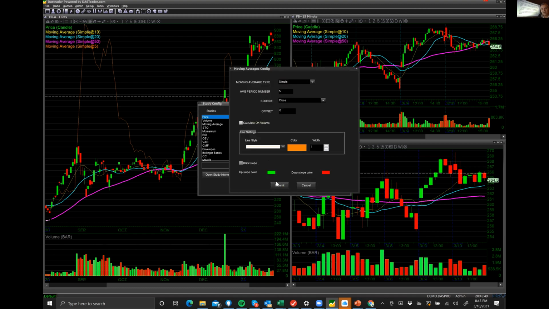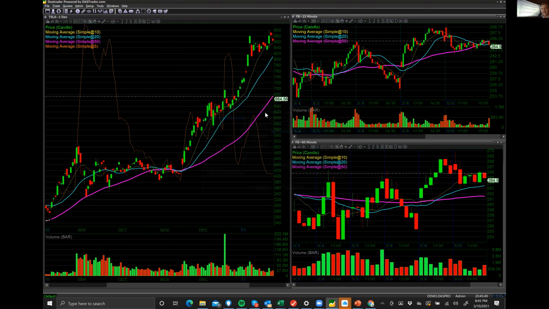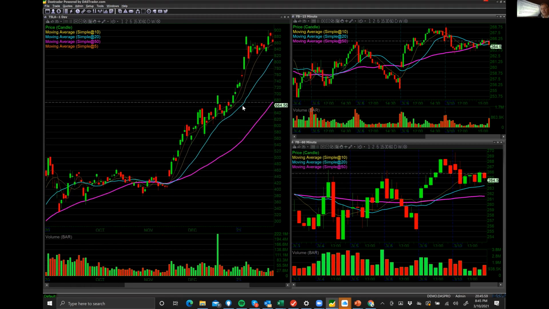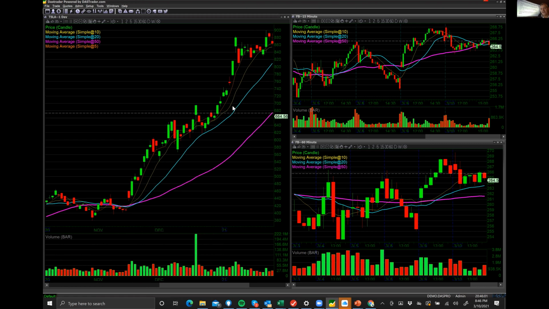I'm going to do calculate on volume, take that off. And then you'll see, as I zoom in here, it's riding the 5. So when it's not touching the 10, if you put a 5 period, which is half of 10, you could see where it's probably going to reverse.